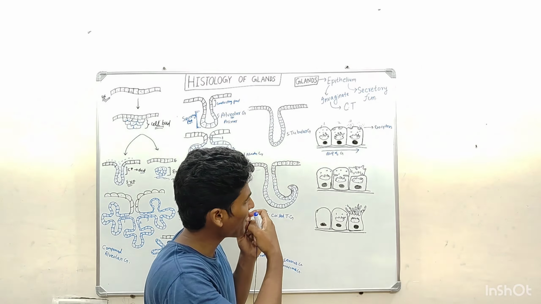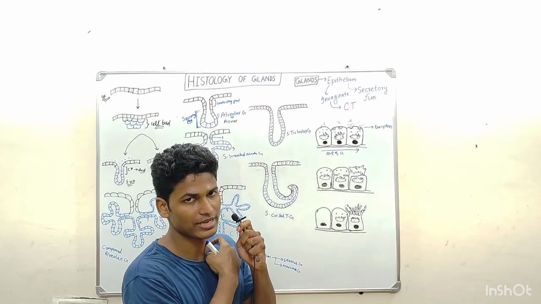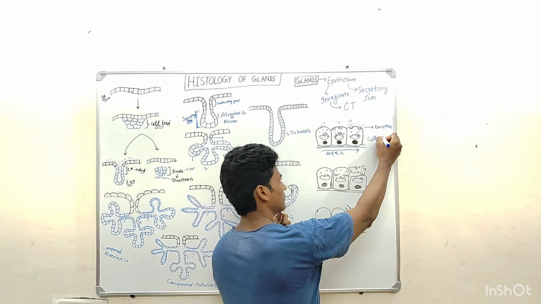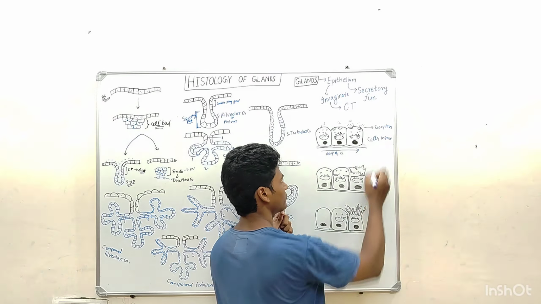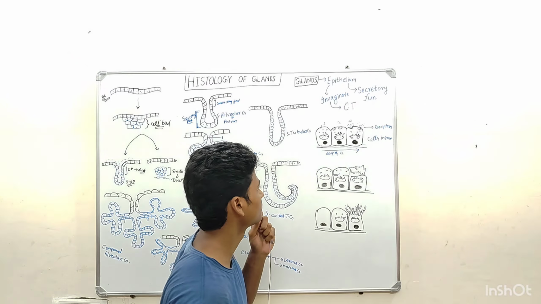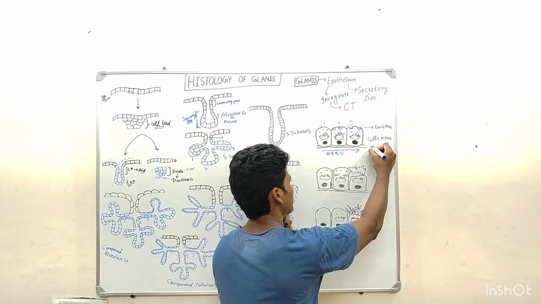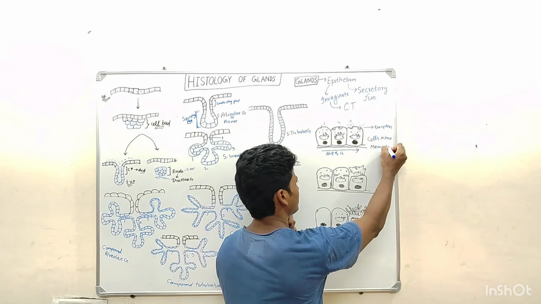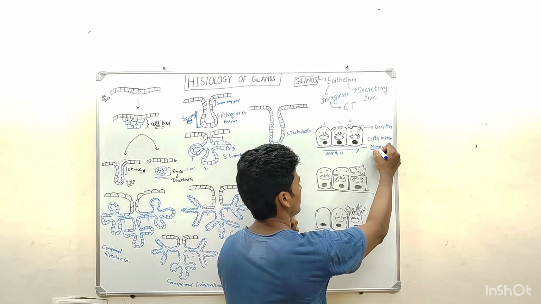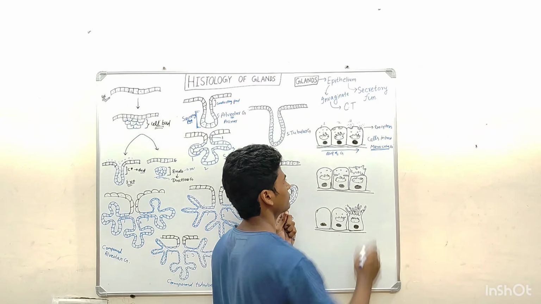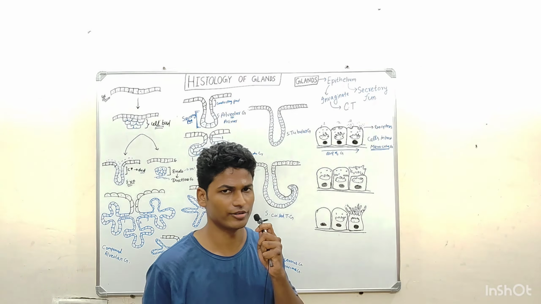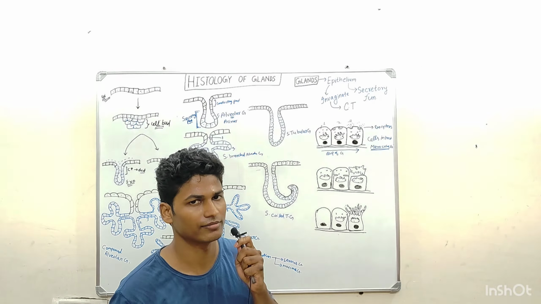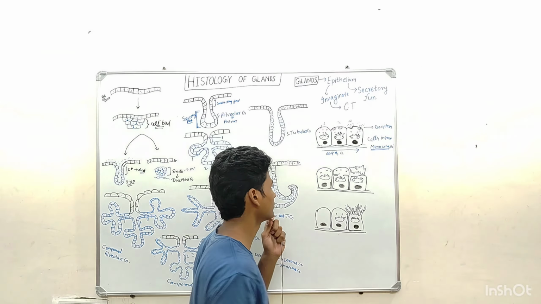So in this gland, as you can see, cells remain intact, and this type of gland is called a merocrine gland. If we talk about an example of a merocrine gland, the sweat gland is an example of a merocrine gland.